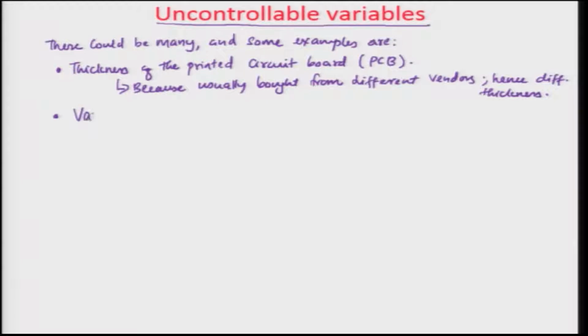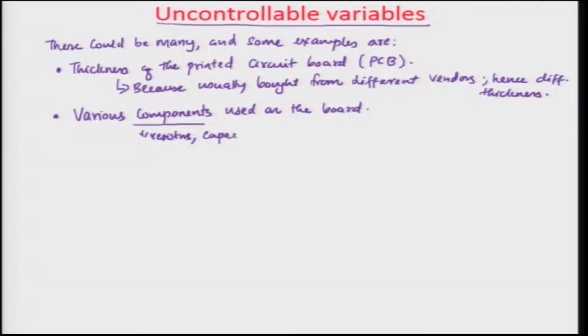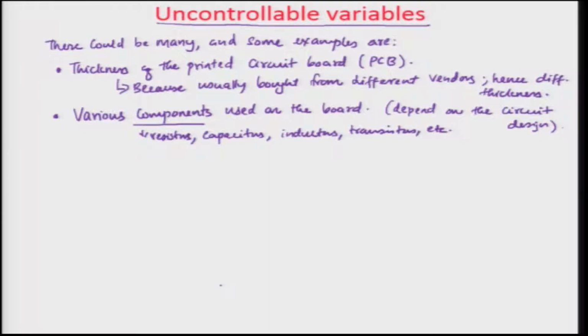And another one could be various components used on the board. Okay. And so components, you can think of as resistors, capacitors, inductors, transistors, etc. Okay. You cannot control them because, depending upon the circuit design, how do you design the circuit? The design of the circuit determines what are the various components that you are going to use in this, right?